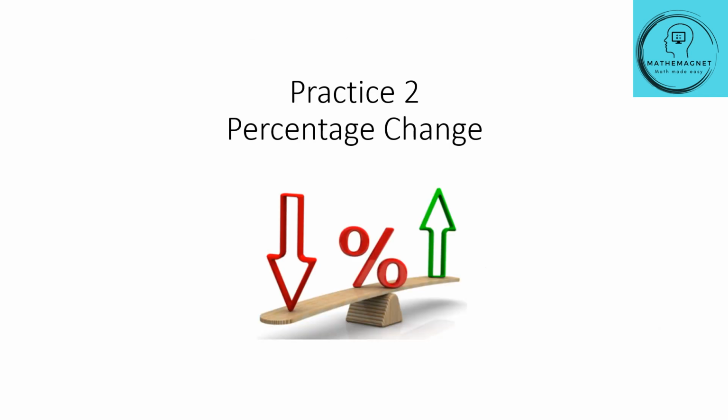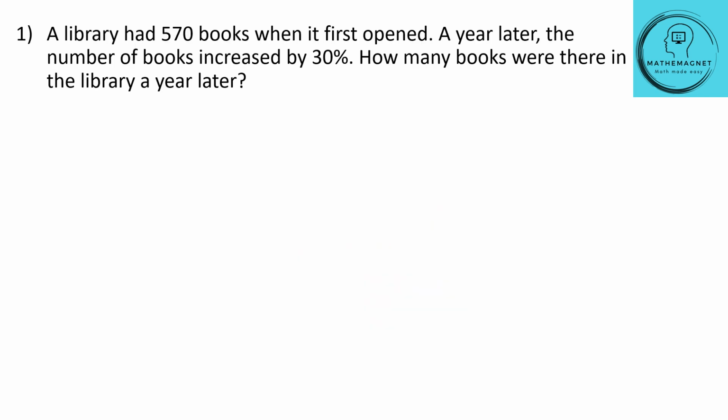Let's begin with practice 2, percentage change. Let's see how to solve all the questions under practice 2. Question 1. A library had 570 books when it first opened. A year later, the number of books increased by 30%. How many books were there in the library a year later?